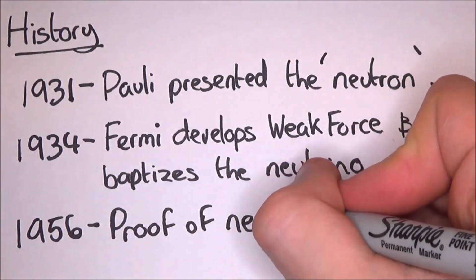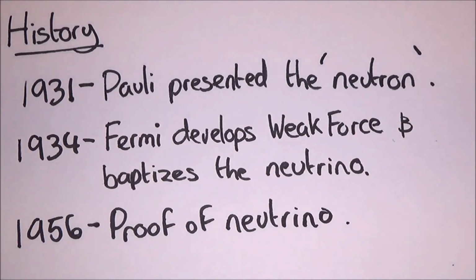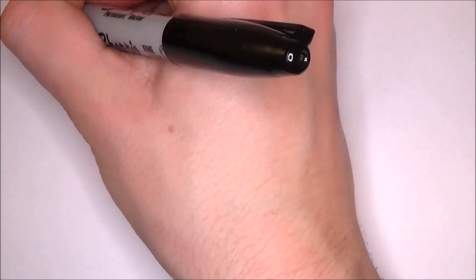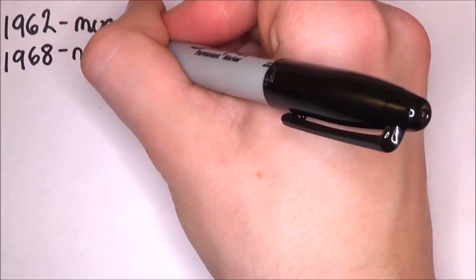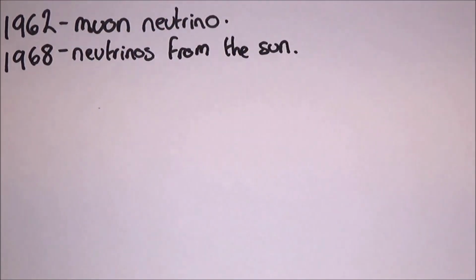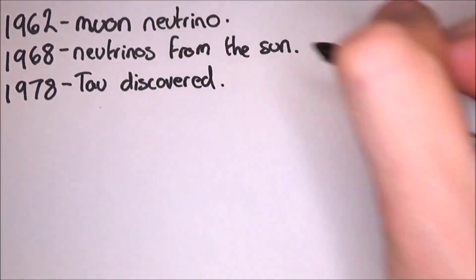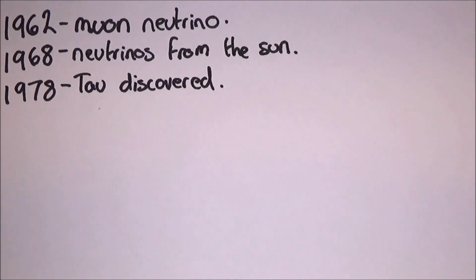After a while, in 1956, there was the first discovery of a neutrino via an experiment. 1962 was the first discovery of another type of neutrino at the Brookhaven National Laboratory. Then in 1968, there was the first successful experiment which detected electron neutrinos from the Sun. Ten years after, in 1978, there was the detection of the tau lepton, and the existence of the tau neutrino was theorized.